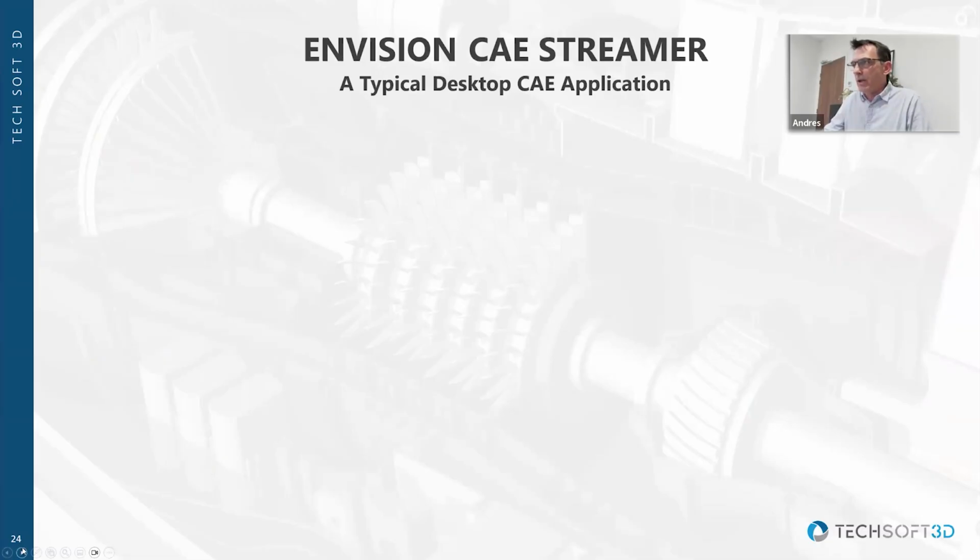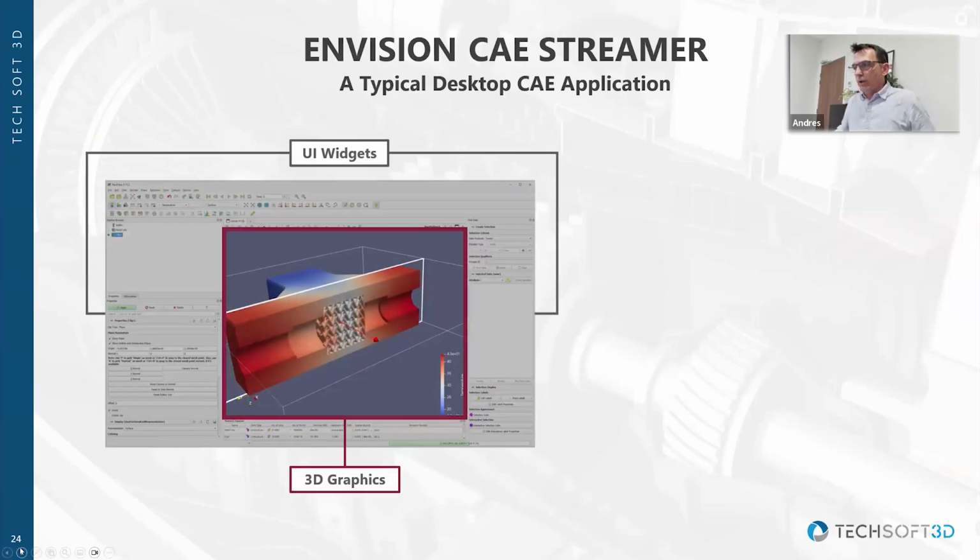I just want to set up the context here, looking at what a typical desktop CAE application looks like. This one with an interface. You typically have a window full of widgets that allow user interaction, buttons, menus, combo boxes, whatever. And typically in the center of that window, you will have one or multiple views where the models are displayed and users can interact with them.